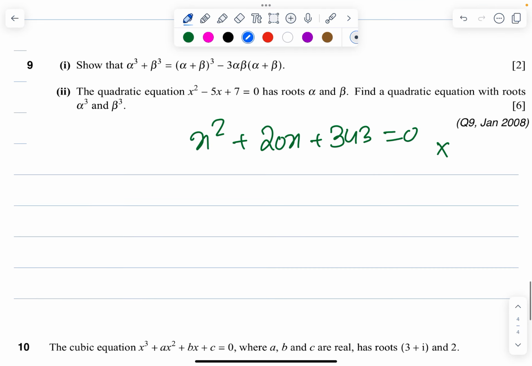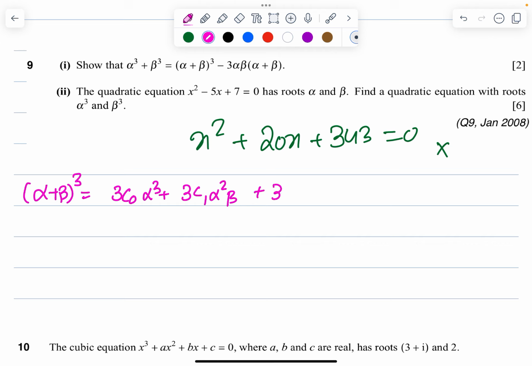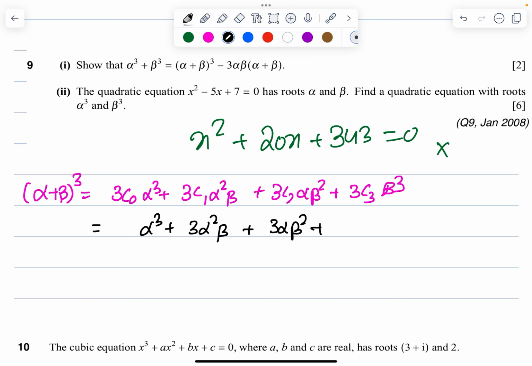And the last two questions. Show that alpha cube plus beta cube equals alpha plus beta whole cube, and so on. By using the binomial expansion, alpha cube plus beta cube can be written as 3C0 alpha cube plus 3C1 alpha square beta plus 3C2 alpha beta square plus 3C3 beta cube. So which is going to be nothing but how much? Alpha cube plus 3 alpha square beta plus 3 alpha beta square plus beta cube.